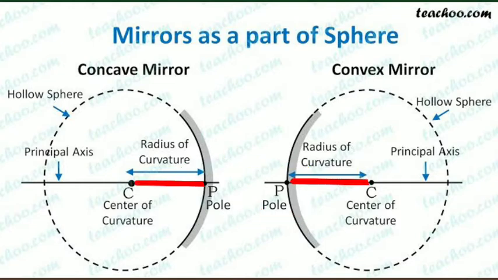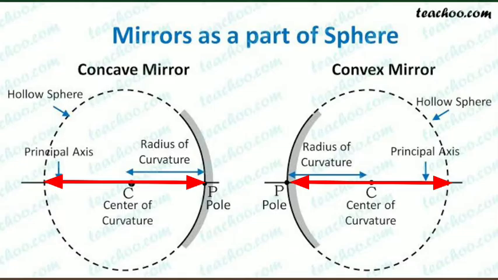Third, radius of curvature. It's the distance between the center of the sphere and the vertex. It is denoted by the capital letter R. Vertex is also called pole. Fourth, principal axis. It's the line joining the pole of the mirror and its center of curvature.